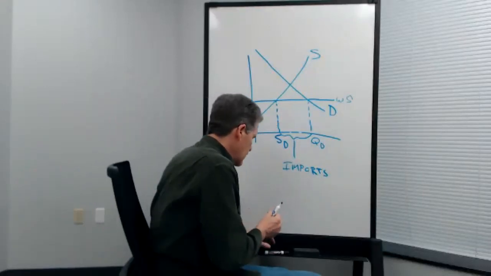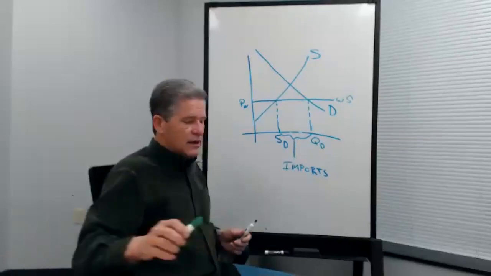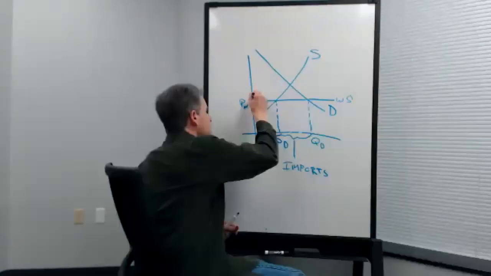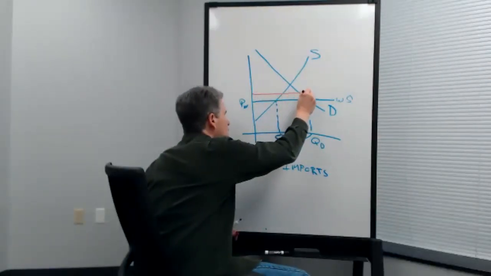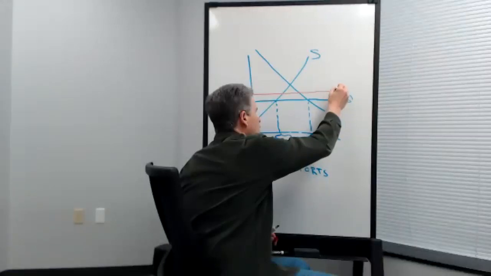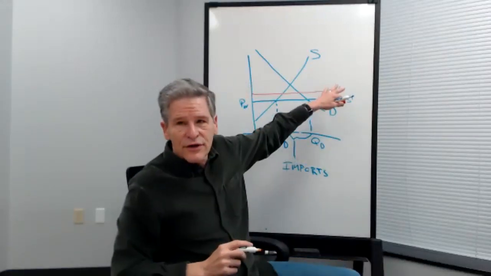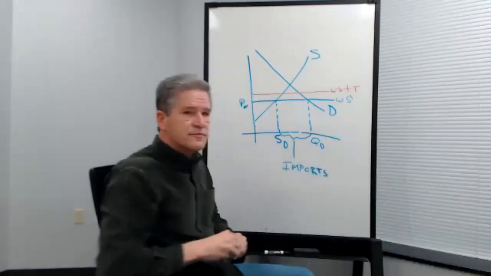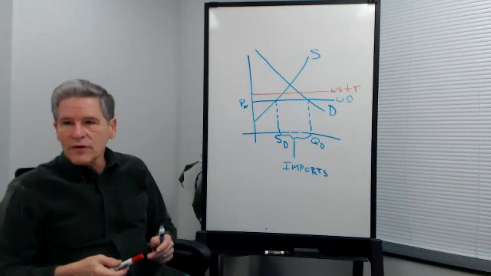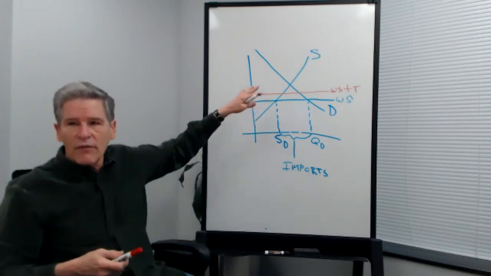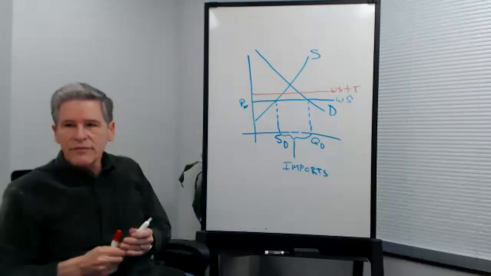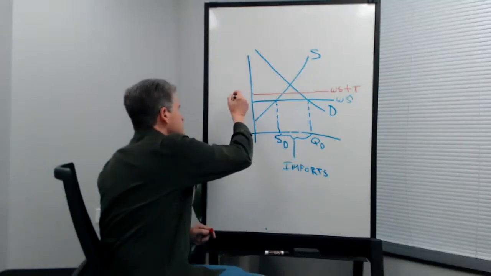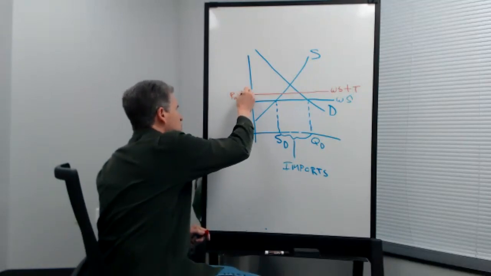Now if we put on a tariff, we're basically saying that if you want to buy from a world supplier, you're going to have to pay the world price plus the tariff. So the price of all goods is going to go up by the amount of the tariff. The new market equilibrium price is going to be the world price plus the tariff.